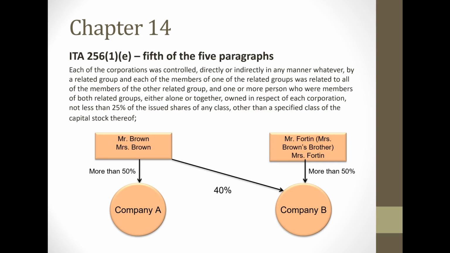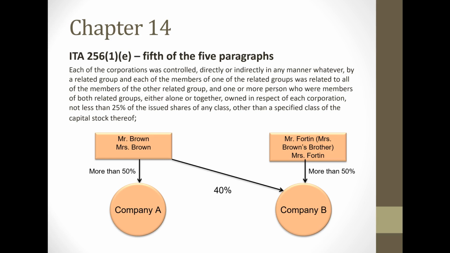And moving on to the last slide, ITA 256.1e. Now, in this example, Company A is controlled by this couple, Mr. and Mrs. Brown. So Mr. and Mrs. Brown are a couple, they're a related group that control Company A. Now, Company B is controlled by Mr. Fortin, who is Mrs. Brown's brother, and his spouse, Mrs. Fortin. So together, they're a related group that control Company B because they own more than 50%.